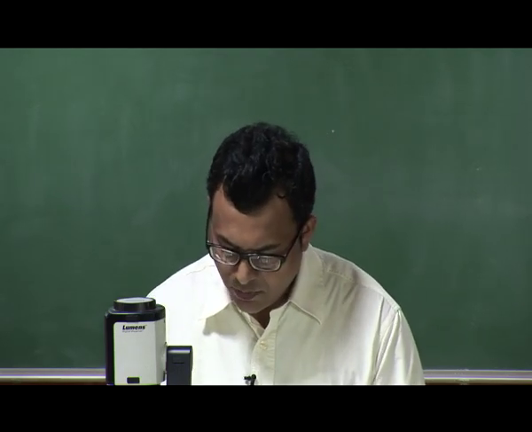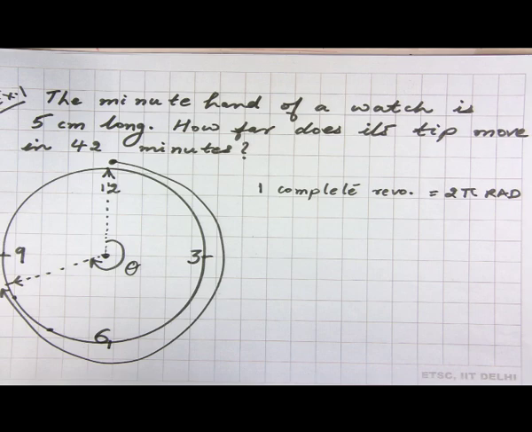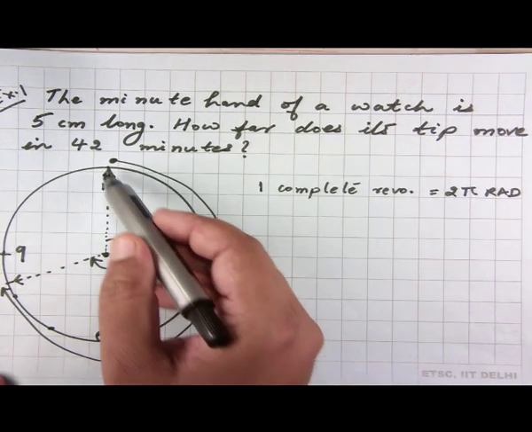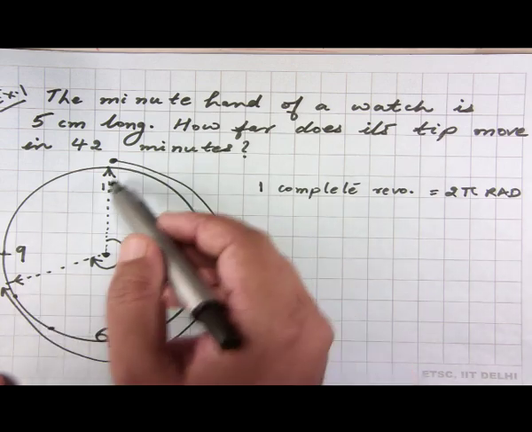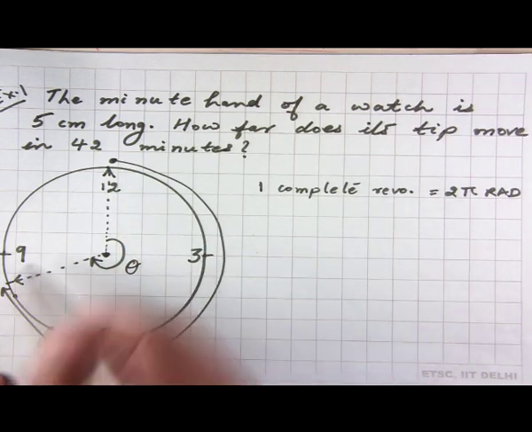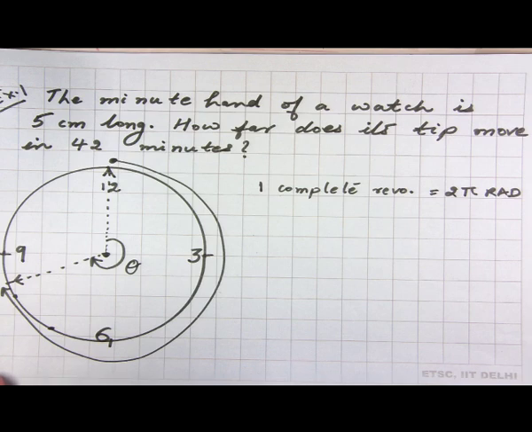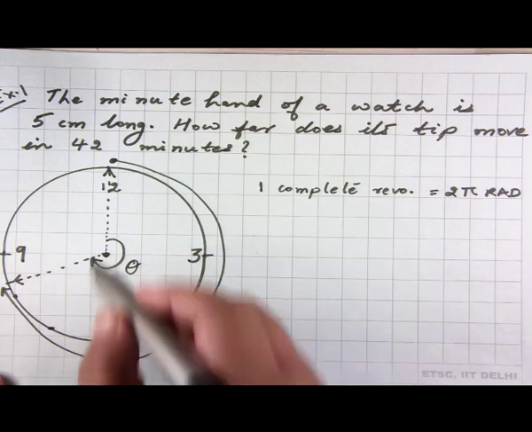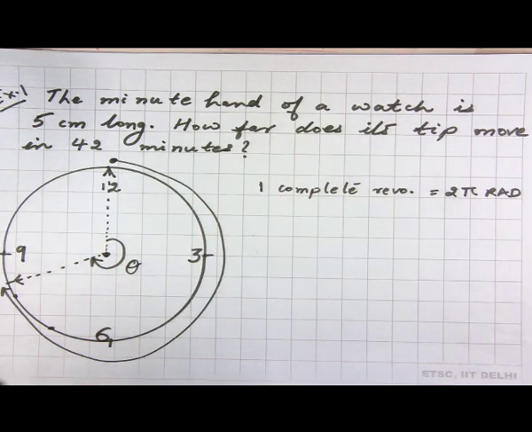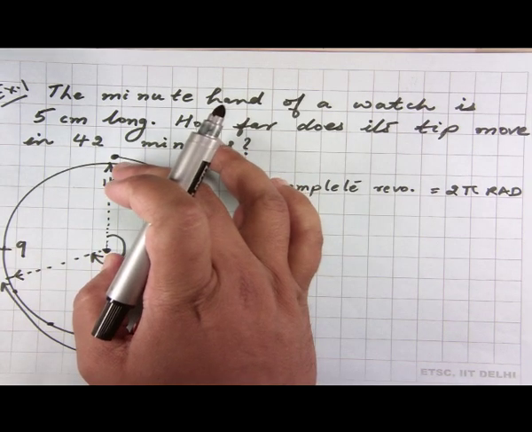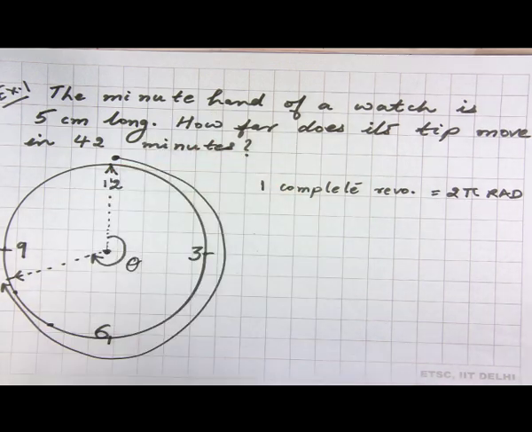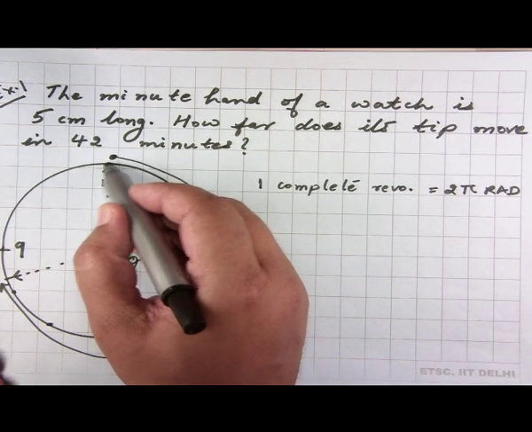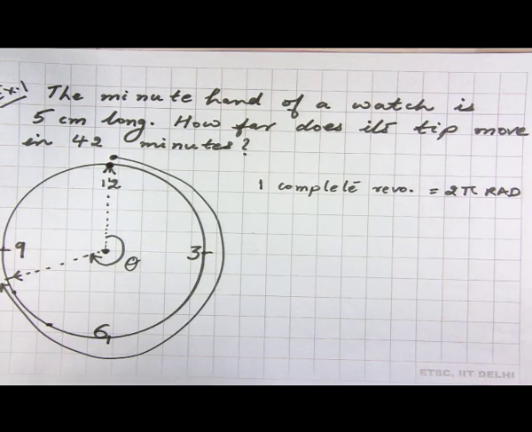Let us take a little example here. What I have drawn here is a clock. As you can see, 12 o'clock, 3 o'clock, 6 o'clock, 9 o'clock, and it is said that the minute hand of the clock has a length equal to 5 centimeter. Now, how much does the tip move? How much does the tip of the minute hand move in 42 minutes?